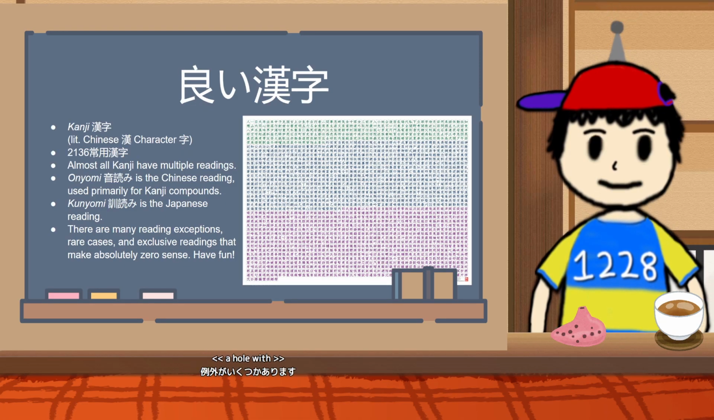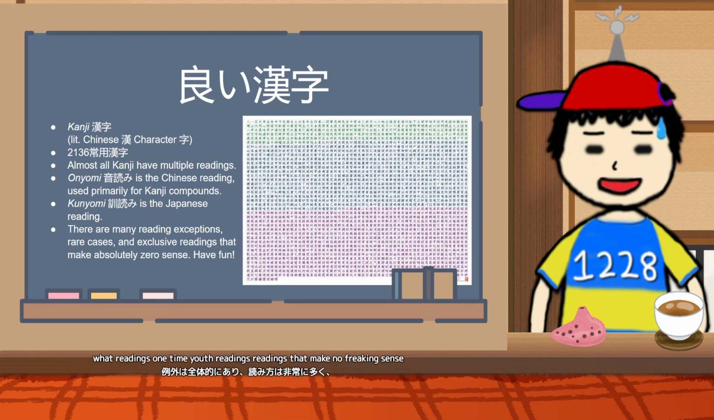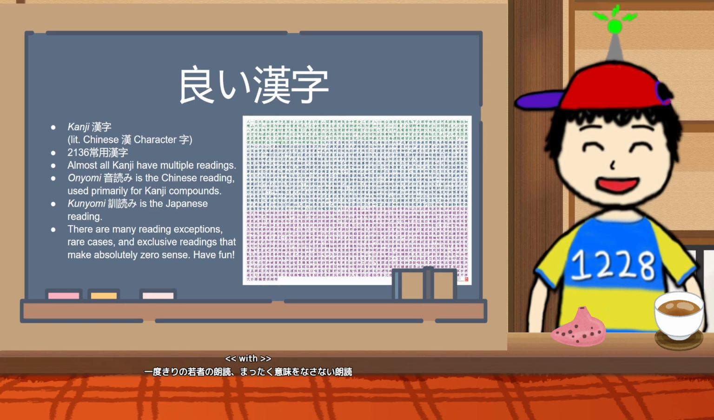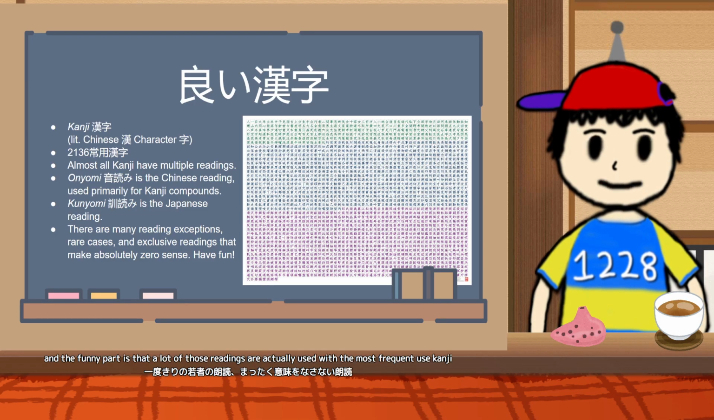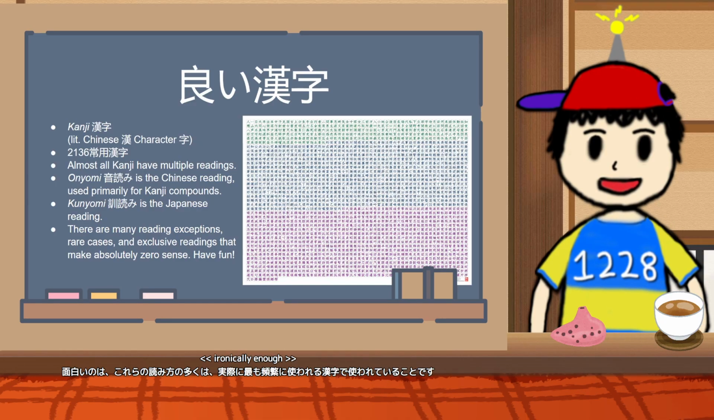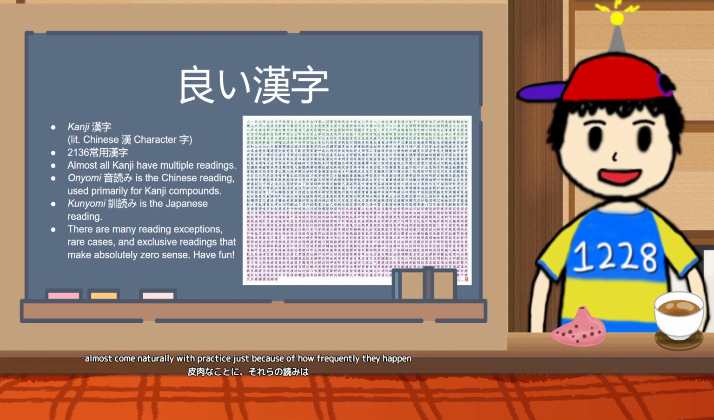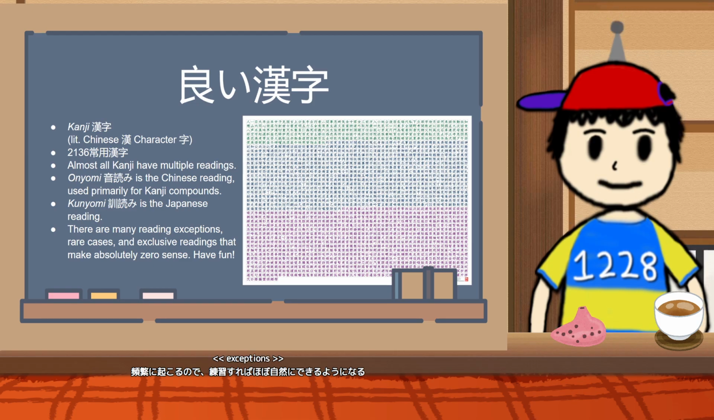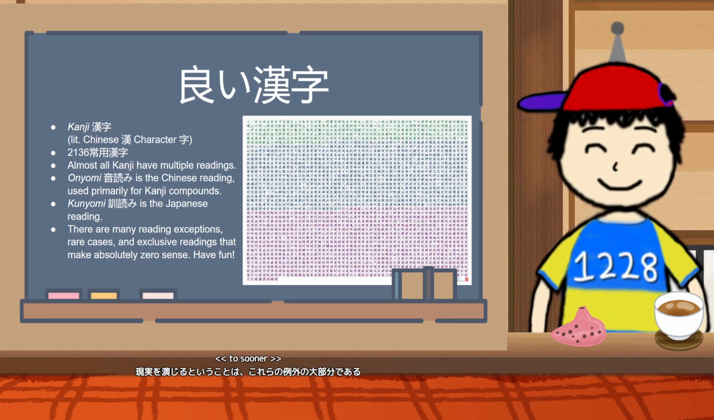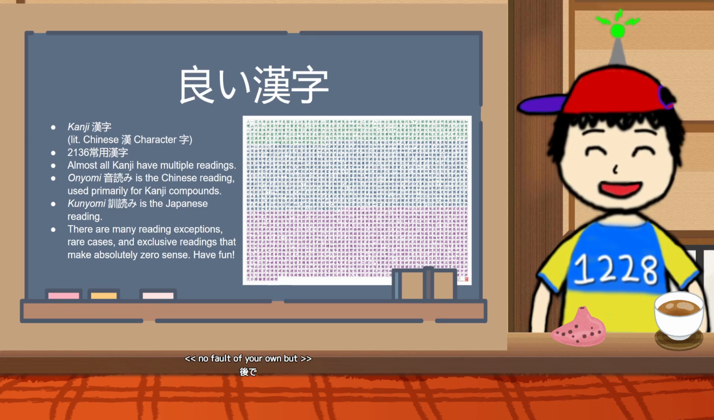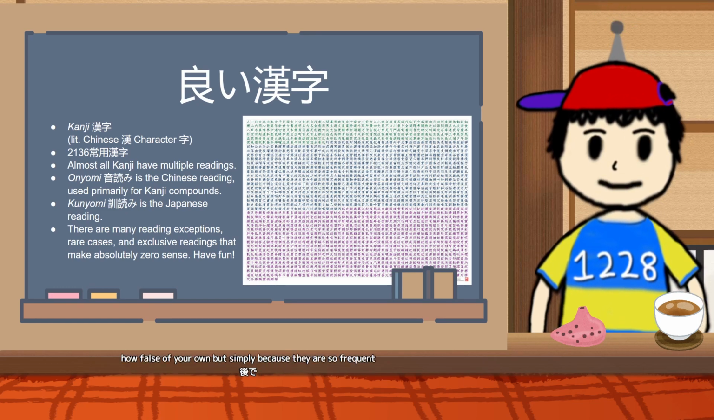As a whole with kanji, there are exceptions across the board. There are so many readings that are exceptional readings, one-time use readings, readings that make no freaking sense whatsoever. And the funny part is that a lot of those readings are actually used with the most frequently used kanji. And ironically enough, those readings almost come naturally with practice just because of how frequently they happen. So the reality is, the majority of these exceptions, you're gonna get used to sooner rather than later, through no fault of your own, but simply because they are so frequent that they almost come naturally based on how frequently you see them.